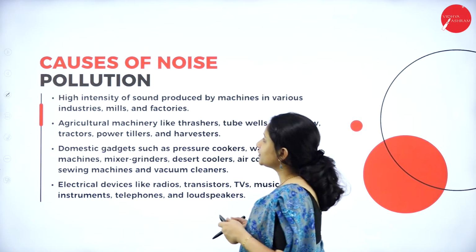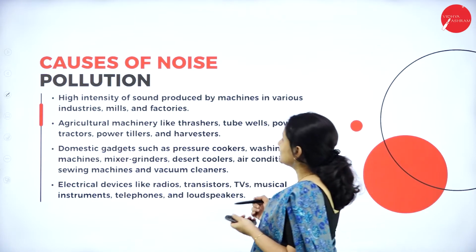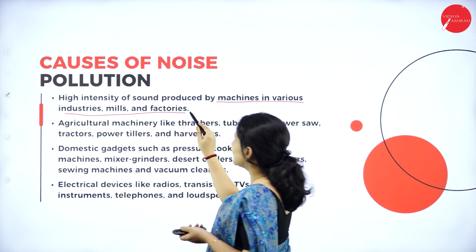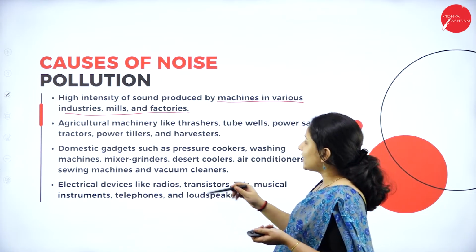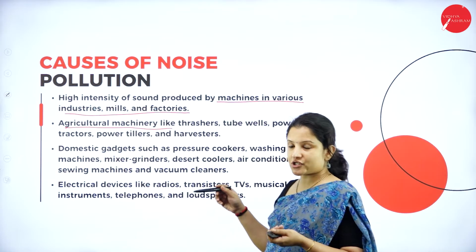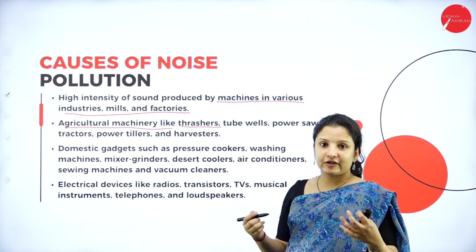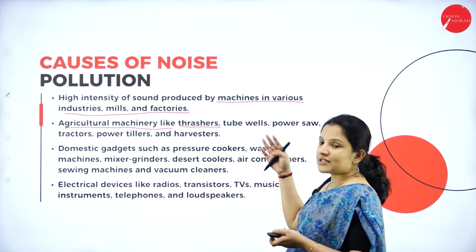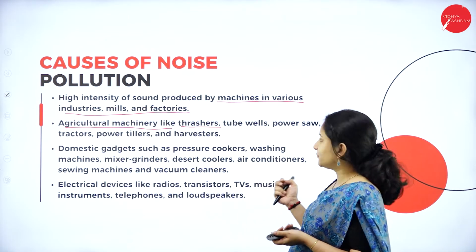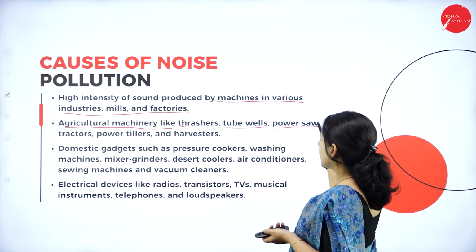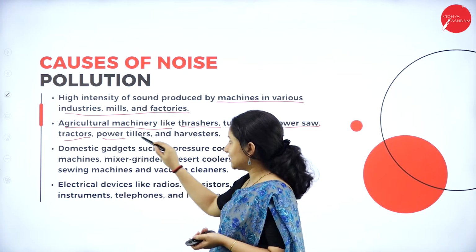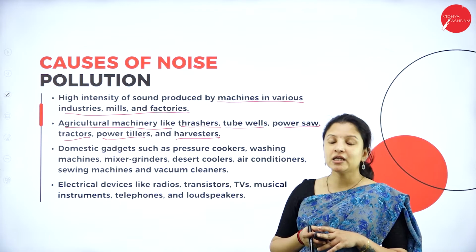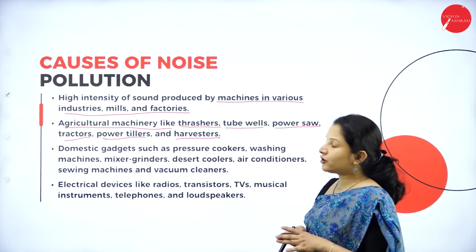Talking about the causes of noise pollution. High intensity sound produced by machines in various industries, mills and factories causes noise pollution, and so do some agricultural machineries such as thrashers. In paddy and wheat fields, after the harvest, thrashers are used to separate the hay and the grains. Such thrashers can also cause noise pollution. Next are tube wells, power saws, tractors, power tillers and harvesters. All these machineries used in the agricultural field during harvesting time can cause noise pollution.